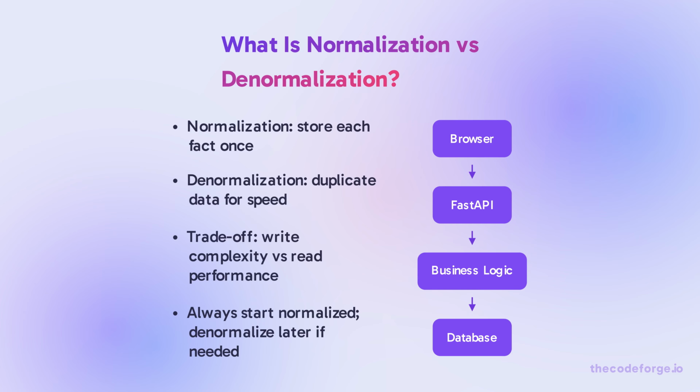Before we dig into that production issue, let's cover normalization versus denormalization. Normalization organizes data into separate tables to reduce redundancy and ensure consistency. Denormalization intentionally adds redundancy by merging tables or duplicating data to speed up reads. The cost is that writes become more complex. As a rule, always start with a normalized schema and only denormalize when you have a measured read bottleneck.